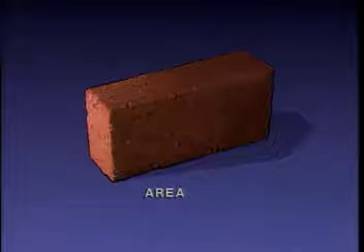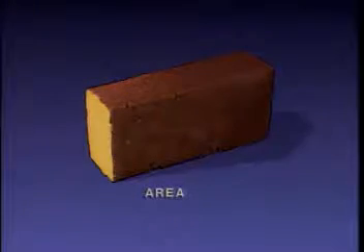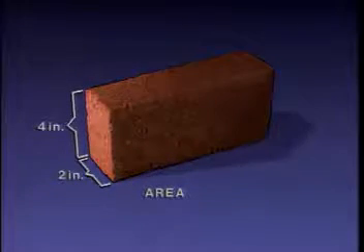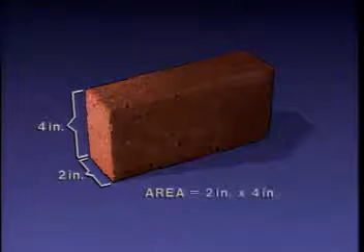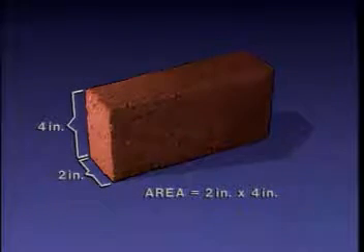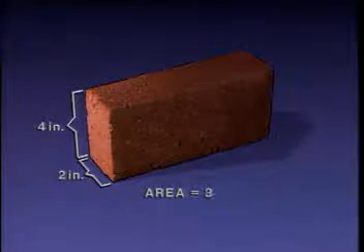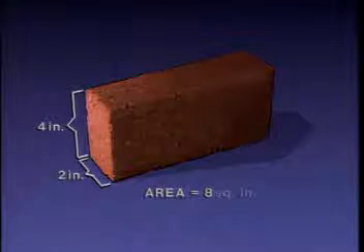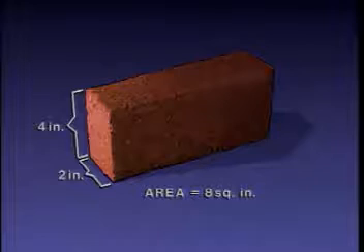For our discussion of area, we'll focus on this surface. This length measurement is 2 inches, and this one is 4 inches. The area is calculated by multiplying these two measurements together. So 2 times 4 is 8. Since area is a two-dimensional surface, it is expressed in square units. For this example, since both sides were measured in inches, the area measurement is expressed in square inches. Other units of area, such as square feet, square yards, and square miles, would be calculated the same way.